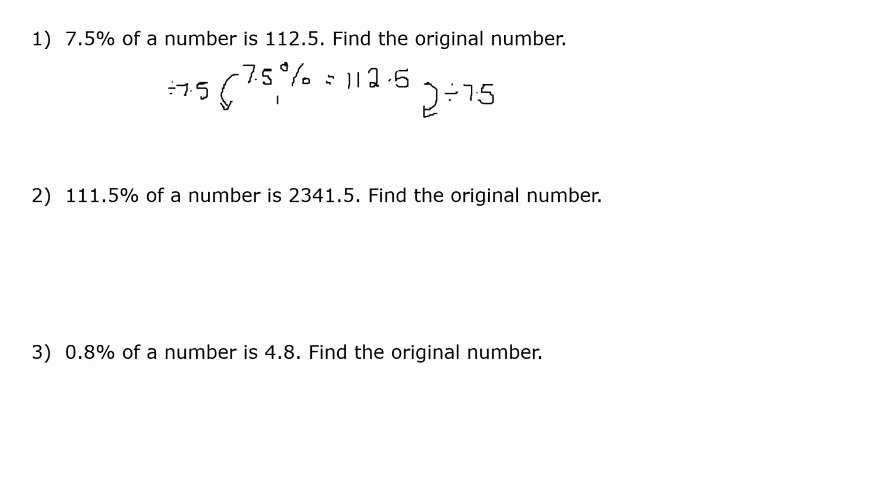That's going to give me 1% is equal to 15. And then I'm just going to multiply by 100. And that will give me 100%, so my original number is equal to 1,500. So question 2, I've got 111.5% of a number is 2,341.5.